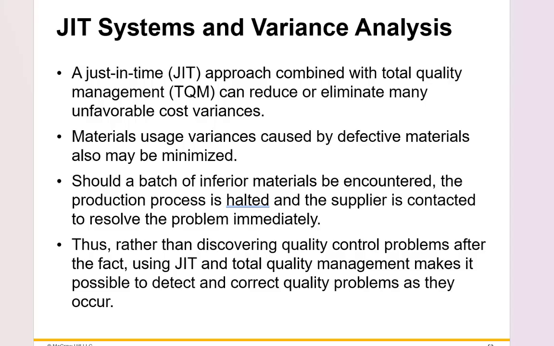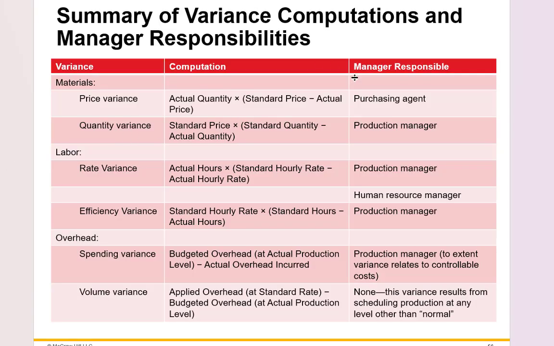Now, a just-in-time approach combined with total quality management can often reduce or eliminate many of these unfavorable cost variances. So we could find this material usage quickly, and we could say, okay, since we got another delivery tomorrow, let's stop the production process and make sure we're getting sufficient quality materials and sufficient production quality as we go. So in summary, this shows all of the variances that we're going to show and completes this chapter.